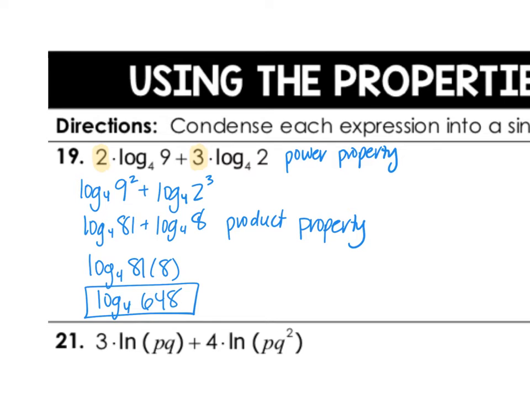Notice how I'm listing the properties that I'm using as I go. You need to make sure that you do this. So not only are you performing the algebra on the left, but you're also listing your justifications on the right.